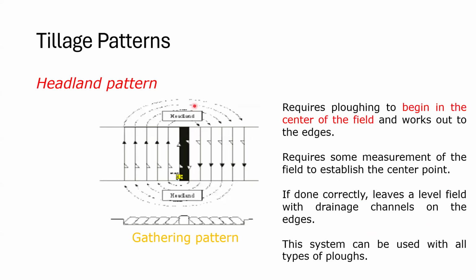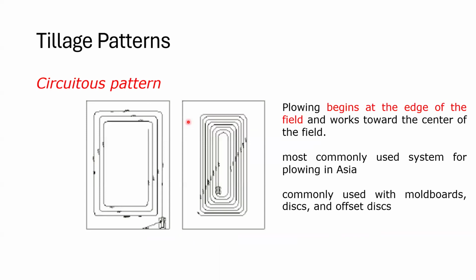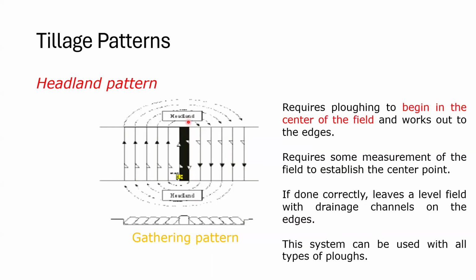So from the center, then paikot palabas. So kabaliktaran siya ng circuitous pattern na nag-i-start sa labas then paloob. Okay, so since nag-i-start nga siya sa gitna, it requires some measurement of the field para ma-establish natin yung kanyang certain point. Sabi dito, if done correctly, it leaves a level field with drainage channels on the edges.